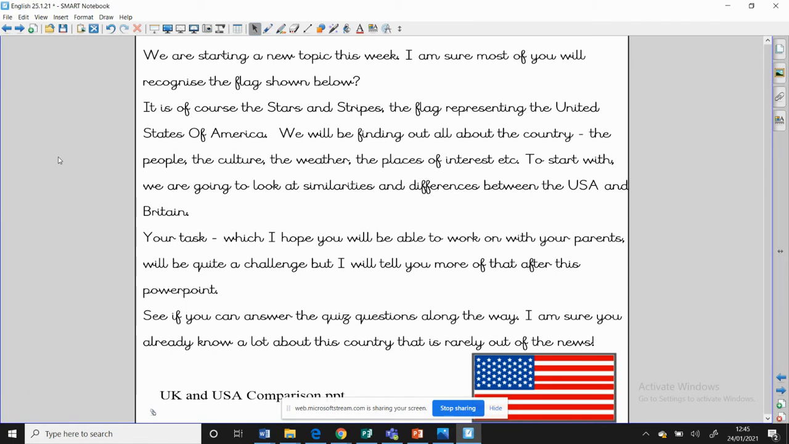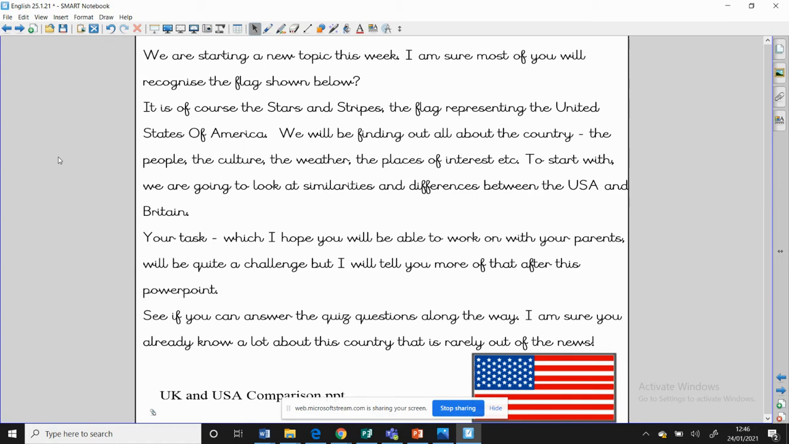We're starting a new topic this week. I'm sure most of you will recognise the flag below. I'm sure you've seen that in quite a lot of places. It is, of course, the Stars and Stripes, the flag representing the United States of America. And we're going to be finding out all about the country, the people, the culture, the weather, the places of interest. And to start with, we thought it would be a good idea to look at some of the similarities and differences between the United States and Britain, where we live.